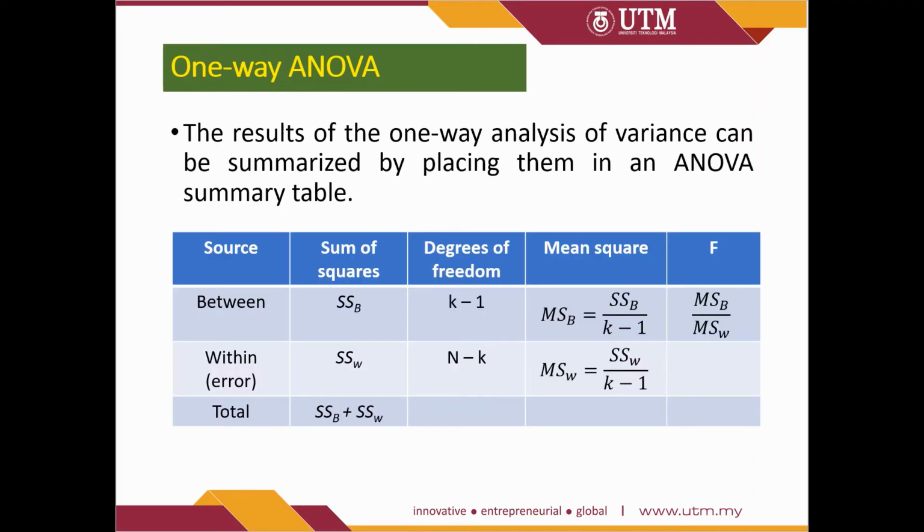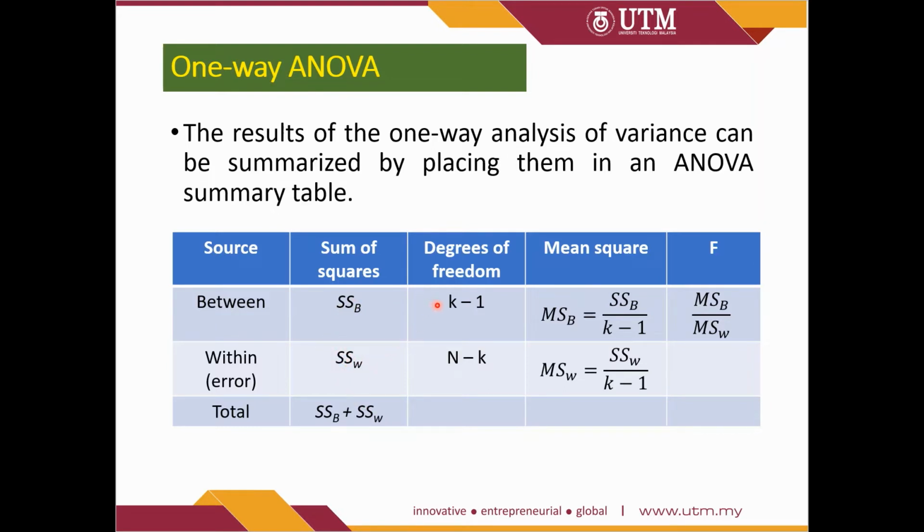So these are the results of the one-way analysis of variance, which we can summarize by placing them in an ANOVA summary table. We start with the source: this is for the between group, within, which is also denoted as error, and this is for total. The next column is sum of square. It shows the sum of square between the groups, the sum of square within the groups, and the total is taken from the sum of square from between and within.